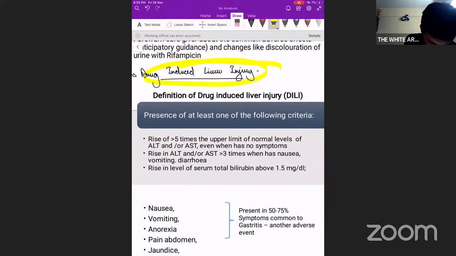If it is more than 5 times the upper limit of normal of AST and ALT, if there are no symptoms, or a rise in ALT or AST more than 3 times with nausea, vomiting, and diarrhea, or serum bilirubin above 1.5 milligrams per deciliter. If any of them is there, then we term it as drug-induced liver injury.